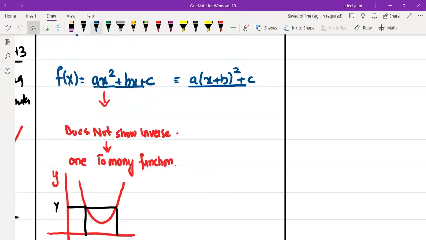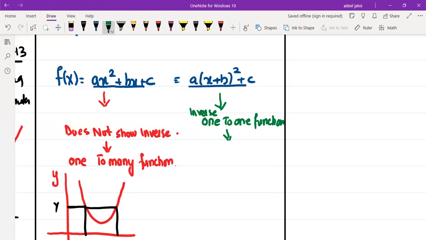So, when do you have an inverse? Your inverse will be when we have a one-to-one function. So that means when will we have an inverse? When we have a one-to-one function.